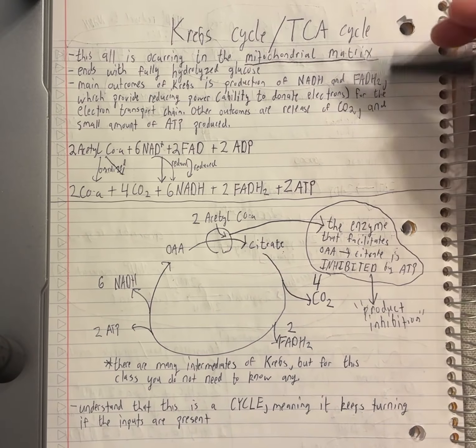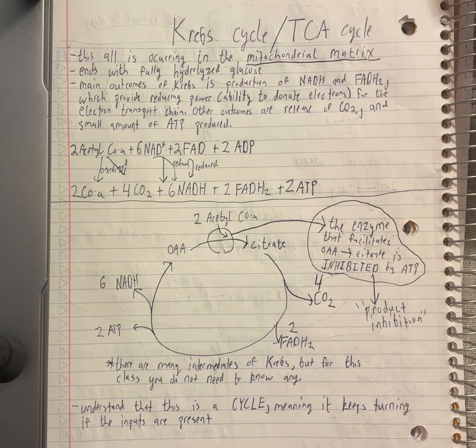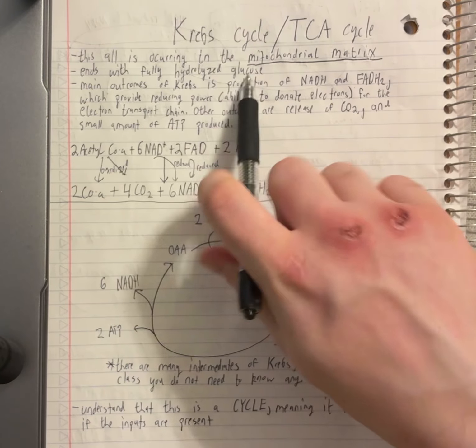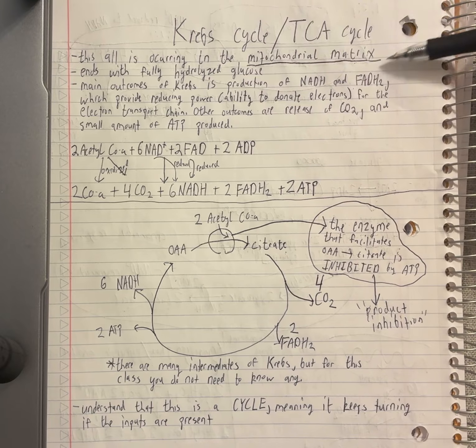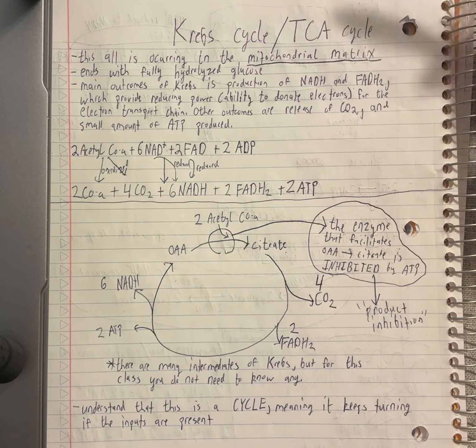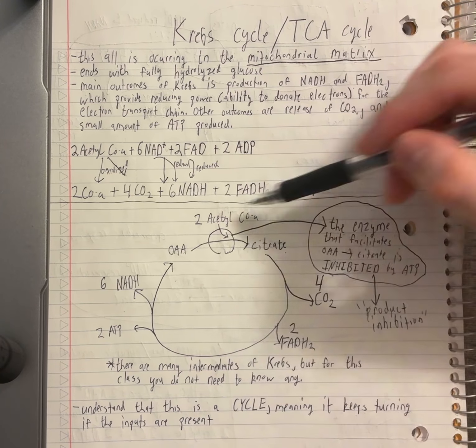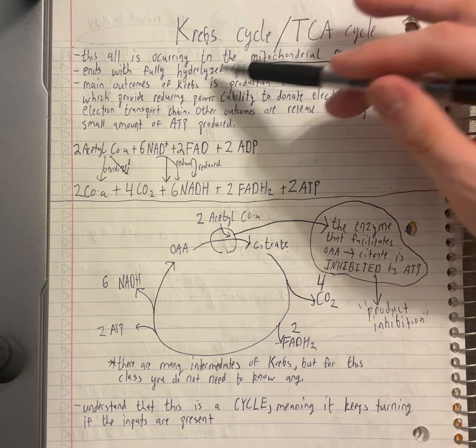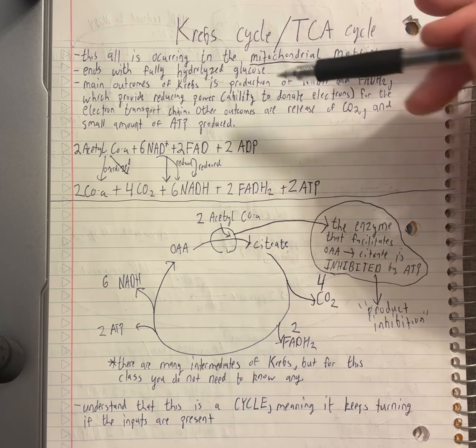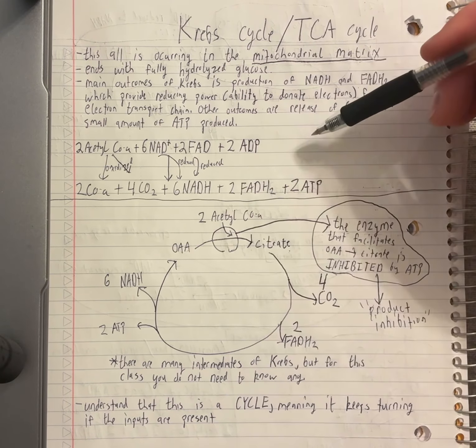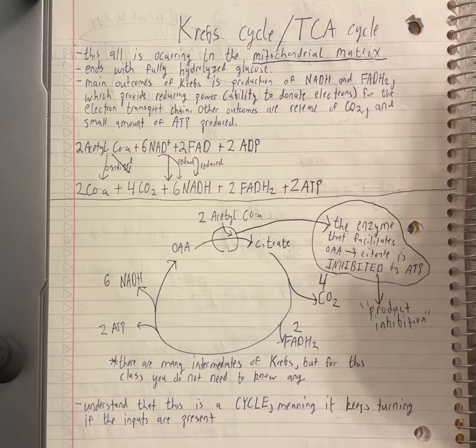All right, so here we have the Krebs cycle, or the TCA cycle. It's important to remember this is also going to be happening in that mitochondrial matrix. So this is where the pyruvate oxidation happened as well. And when the Krebs cycle finishes, we are going to have a fully hydrolyzed glucose molecule. That means that glucose molecule that we put in at the beginning of glycolysis is going to be as broken down as it gets.